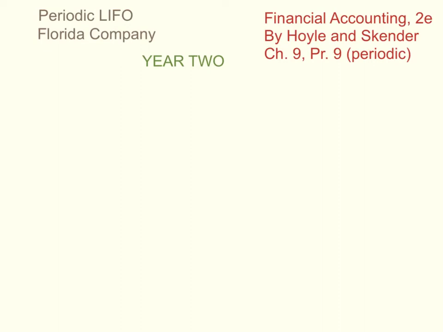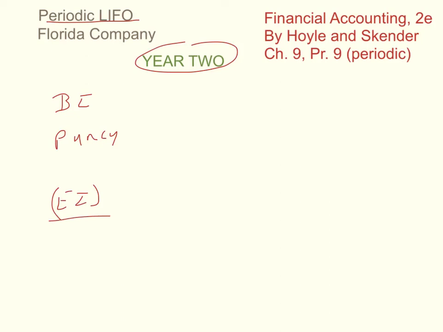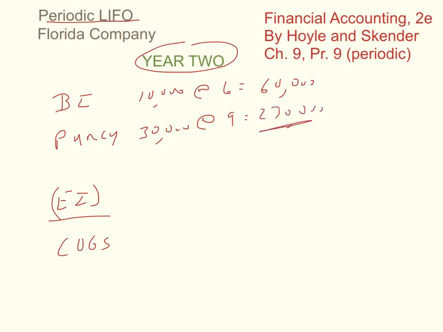We'll finish this one up then by looking at year 2. Again, we're using periodic LIFO. Because it's periodic, beginning inventory plus purchases minus ending inventory. What was the begin? And of course that gives you cost of goods sold. What was beginning inventory? If you go back to year 1, it was 10,000 units at $6 each, or $60,000. That was what the previous slide showed. What did they purchase in year 2? They purchased 30,000 more, but now they cost $9 a piece, or $270,000. That's a total of $330,000.